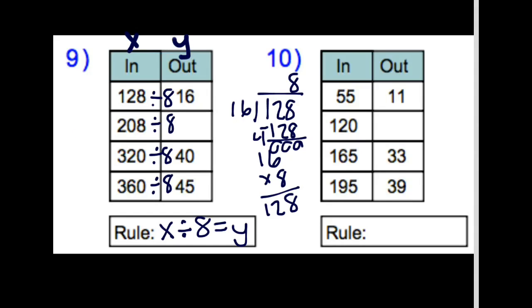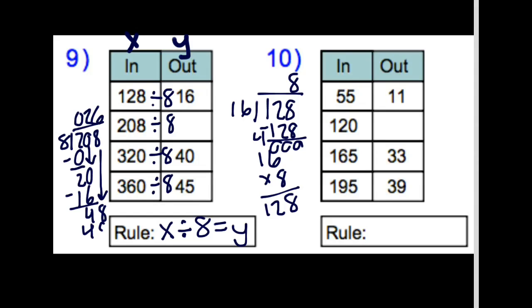So I'm going to divide 208 by 8 to figure out what my y value is. 8 goes into 2 0 times. 8 times 0 is 0. 2 minus 0 is 2. Bring down the 0. 8 times 2 is 16. 20 minus 16 is 4. Bring down the 8. 8 goes into 48 6 times. 6 times 8 is 48. 48 minus 48 is 0. So 208 divided by 8 is 26.